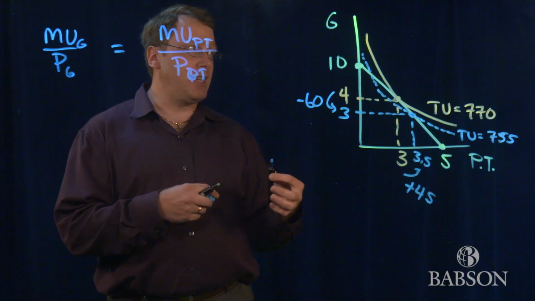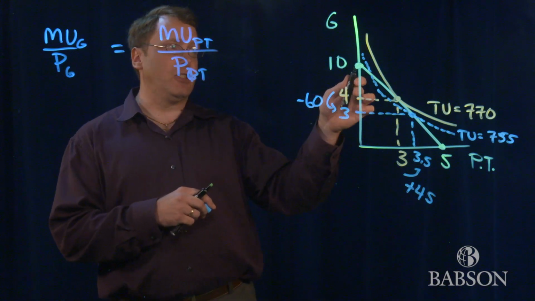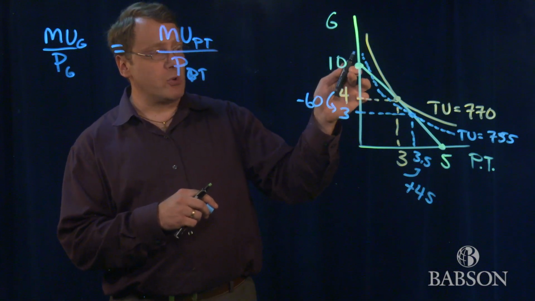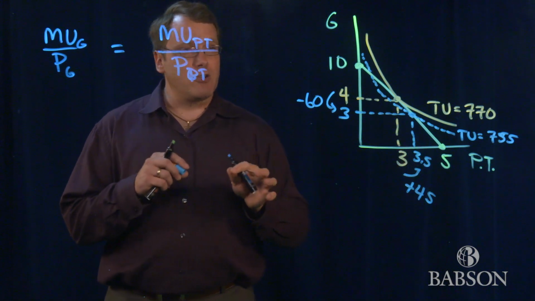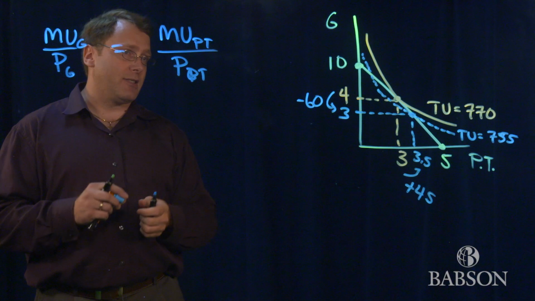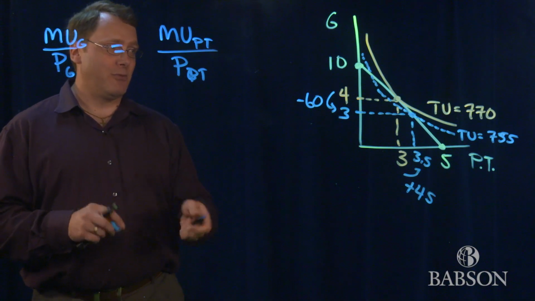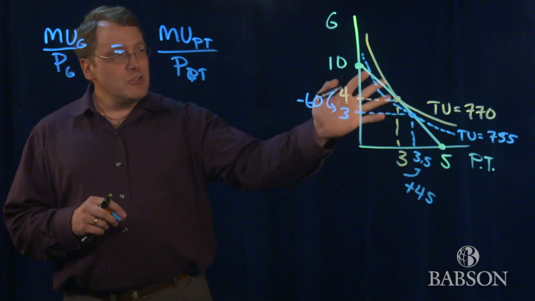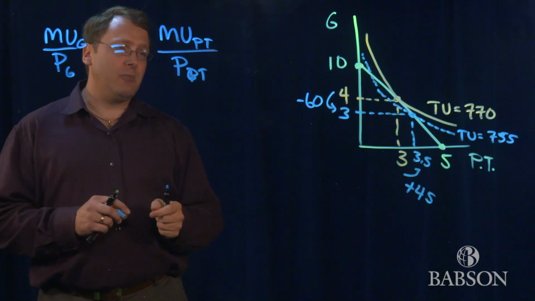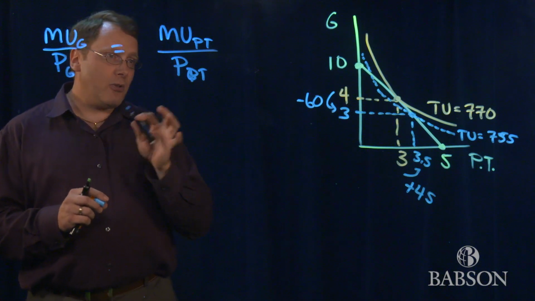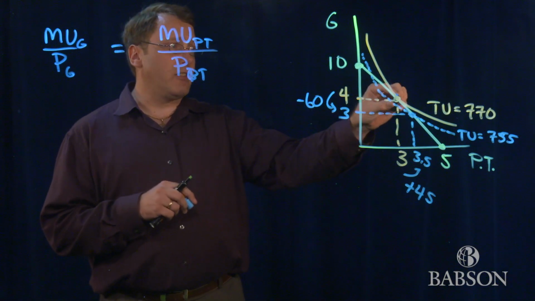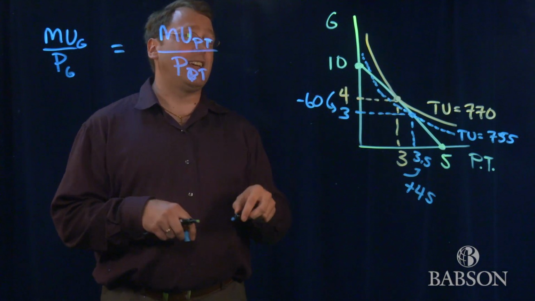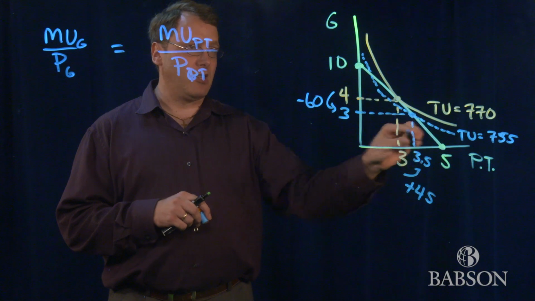And we saw the same thing if we moved in the other direction, as we moved by buying more granola and fewer Pop-Tarts. Again, that marginal utility analysis allowed us to say that still makes us worse off. Well, you'll notice I drew this in a very particular way. That total utility of 770 is that point where the indifference curve is just tangent to the budget constraint.